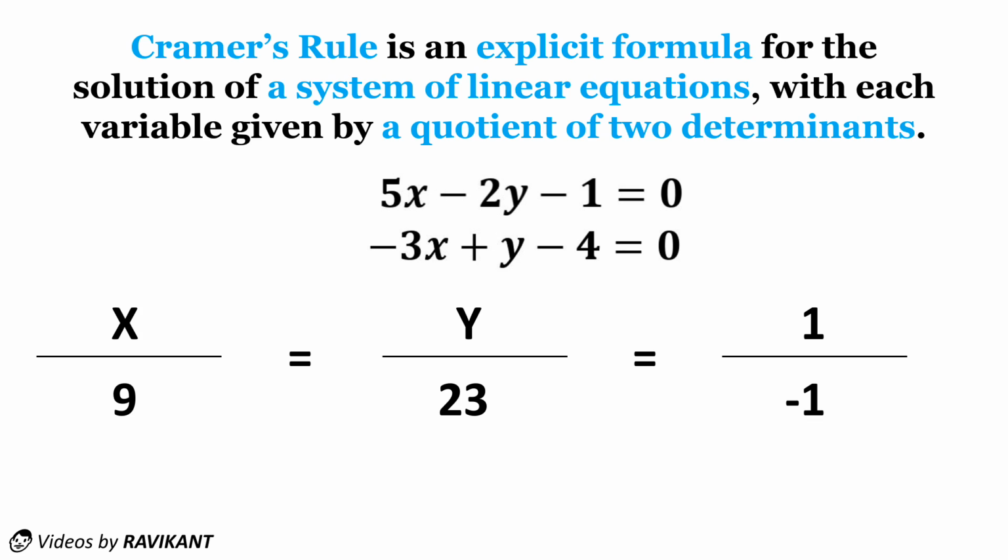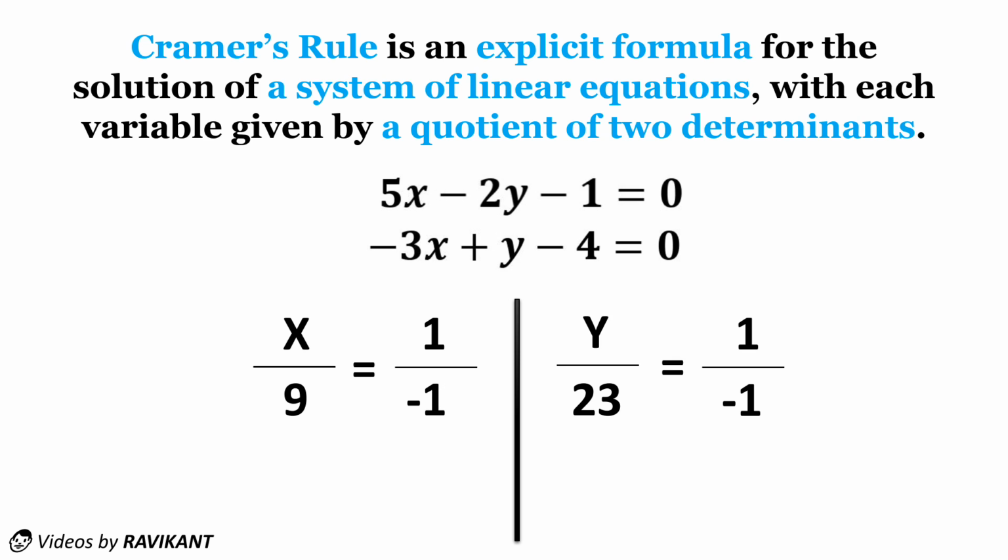So you can see these three terms are equal to each other. So I can write the following equations. After solving the first equation, we get the value of our first variable x, which is equal to minus 9. And after solving the second equation, we get the value of our second variable y, which is equal to minus 23.